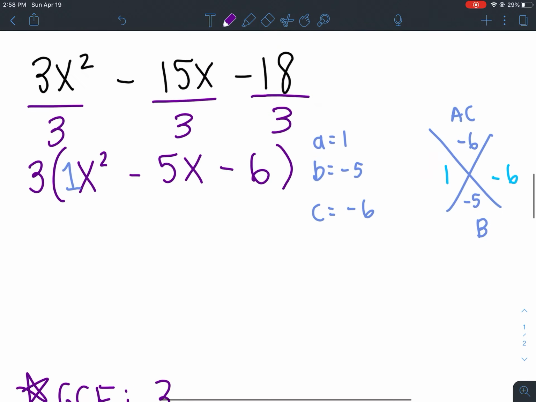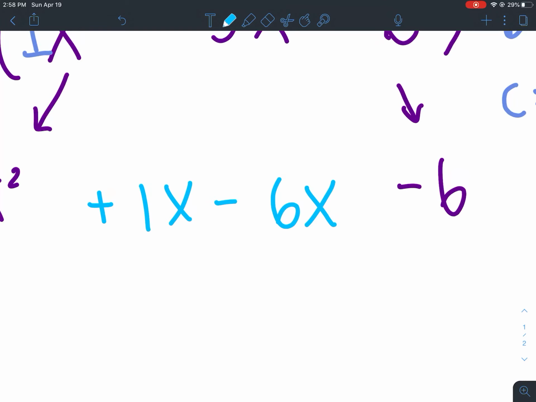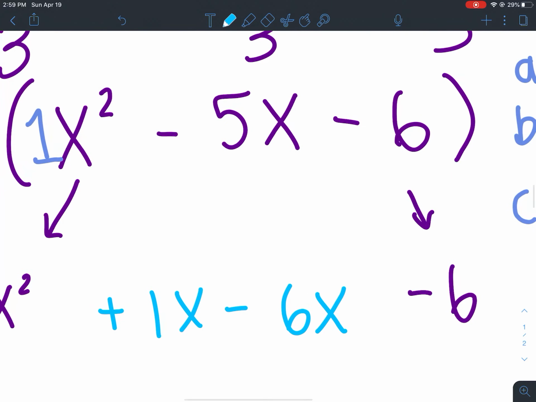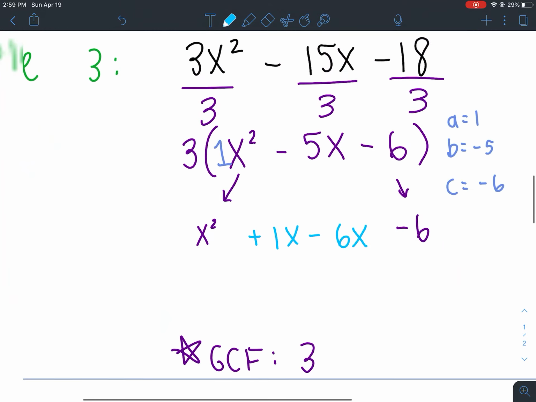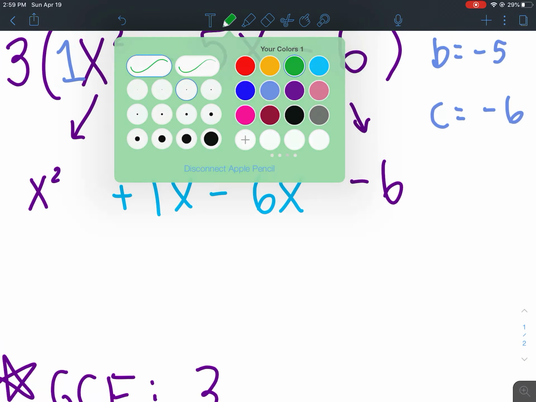So as earlier, the same thing. The first term stays exactly the same. The last term stays exactly the same. But the middle term is going to split and become positive 1x and minus 6x. Does 1x minus 6x make negative 5x? Yes. Does it matter the order that I put these in? No. You will get the same answer regardless. Your parentheses may be in a different order, still the same answer though.